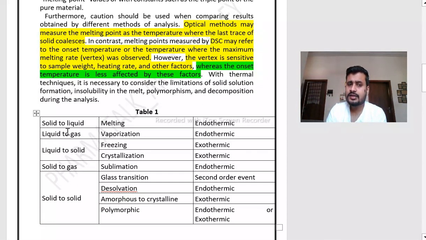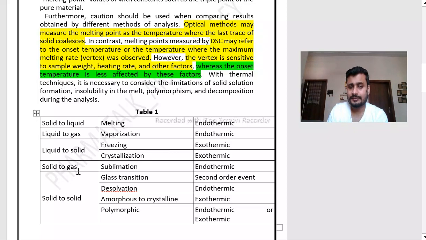If a solid changes to liquid, it is known as melting. It means if we heat a solid substance and it melts to give a liquid, this transition is known as melting, and it is an endothermic reaction. If a liquid changes to gas, it is known as vaporization, and it is also an endothermic reaction. If a liquid changes to solid, it is known as freezing or crystallization, and both are exothermic reactions.